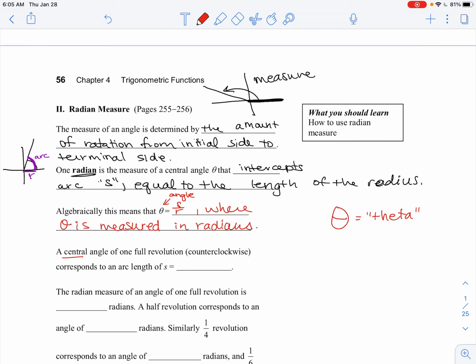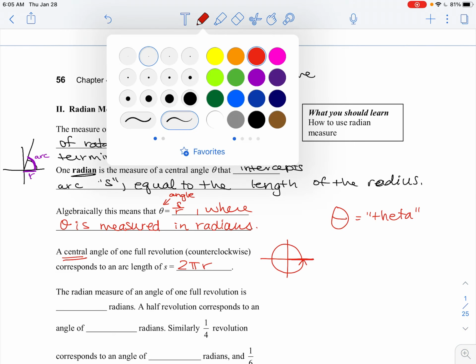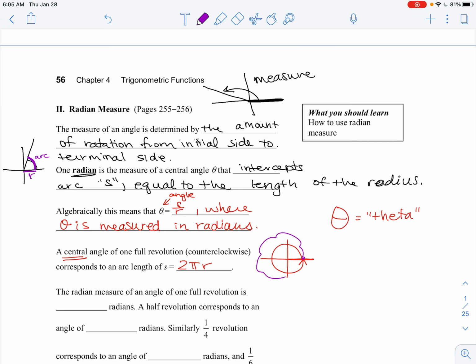A central angle, remember what a central angle is, 1 full revolution, counterclockwise, corresponds to an arc length of S equals 2 pi r. So if it's a central angle and it's 1 full revolution, here's my initial side, 1 full revolution looks like this, doesn't it? Well, doesn't 2 pi r sound familiar, right? So we know 1 full revolution from start to finish is 2 pi r. Doesn't that sound familiar? Remember that circumference also equals 2 times pi times r.